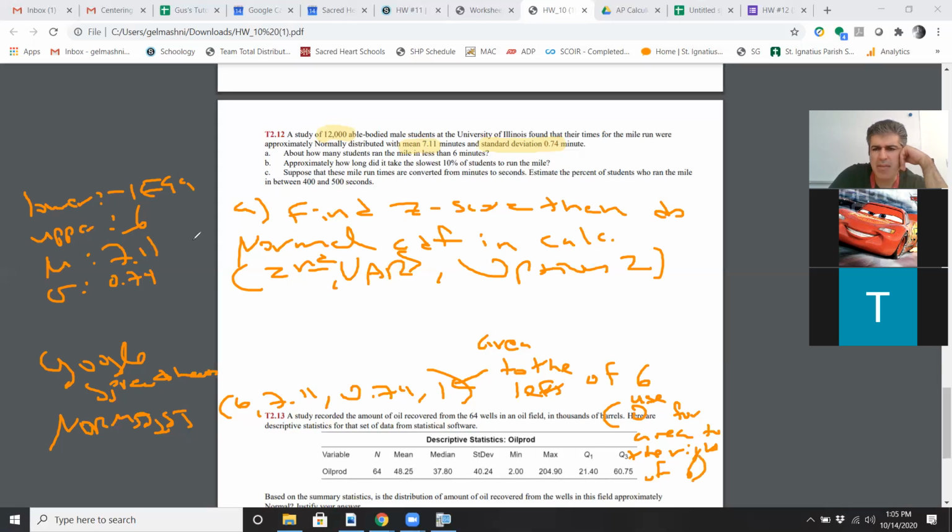And by the way, we didn't really have to find the z-score to do part A. If you do the z-score, then you put your z-score here, and you replace these with 0 and 1. So you don't really have to do a z-score, so I can cross it off. So that's part A. And then part B, approximately how long did it take the slowest 10% of the students to run the mile? We'll talk about it in a second. Go and do part A and share with me what you guys got.